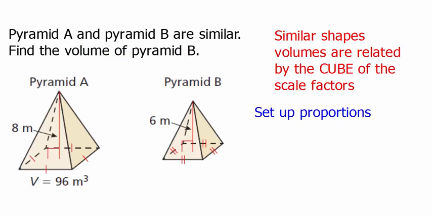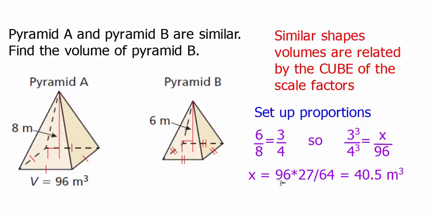Another thing we need to remember is the volumes of 2 similar shapes are proportional, but they're proportional to the cubes. So we have to set up our proportions first. We want to look for 2 things that we have the same on both of these. I have the height of both. So 6 over 8 is 3 over 4. The proportion is 3 cubed and 4 cubed. And I know the volume of pyramid A, so I set that up. 96 times, this is 27, this is 64, for a volume of the smaller pyramid of 40.5 meters cubed.